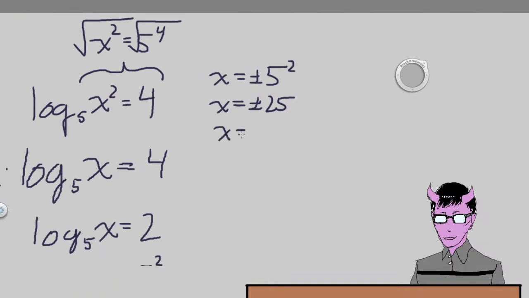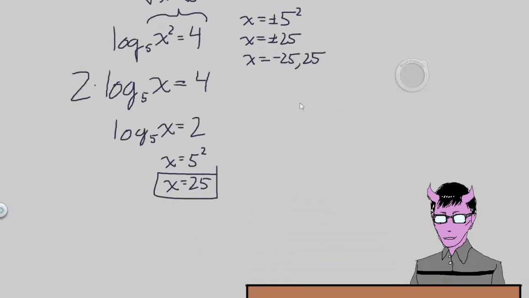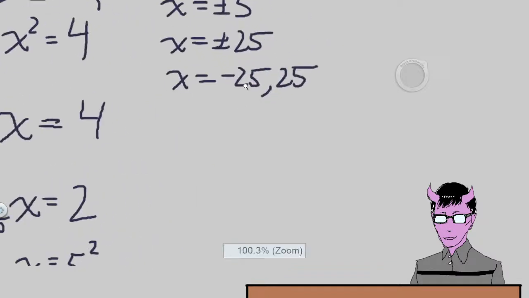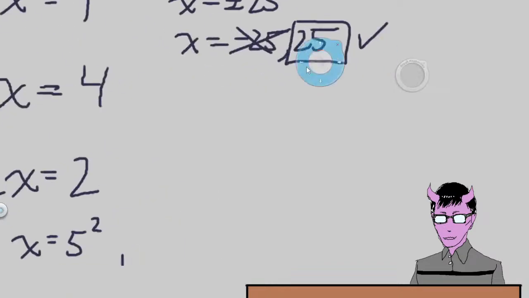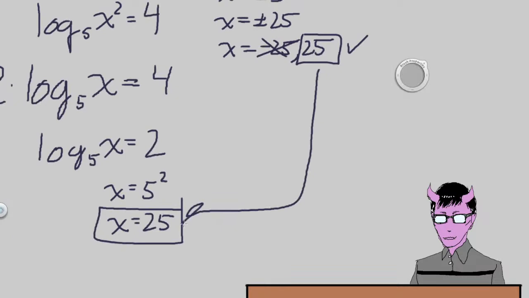But not all answers are created equal. If you take this negative 25 and you back plug it in there, we get a negative argument. And log functions cannot take in negative arguments as a whole. So therefore, this is extraneous. We only have one solution, which, you know, matches with our first situation.